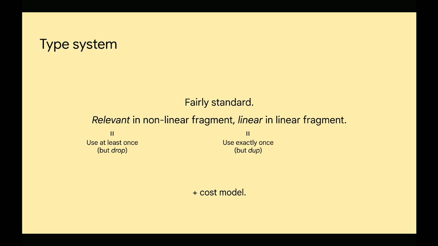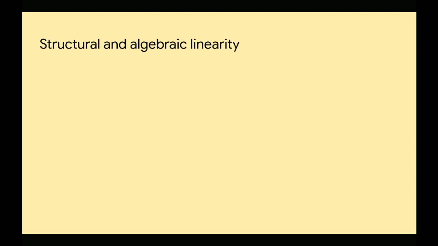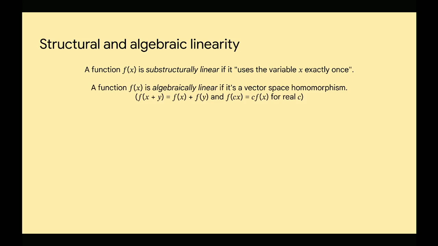Cool. So the first result, which I think is interesting, is basically the relation of structural and algebraic linearity on that language. Just to recap, we say that an expression that uses x is substructurally linear, roughly speaking, to simplify, if it uses the variable x exactly once. And we say that some mathematical function is algebraically linear if it's a vector space homomorphism. So you can push it through addition and scaling, right? If you apply it to a sum of two values, you might as well just evaluate it on both sides and then add the results.